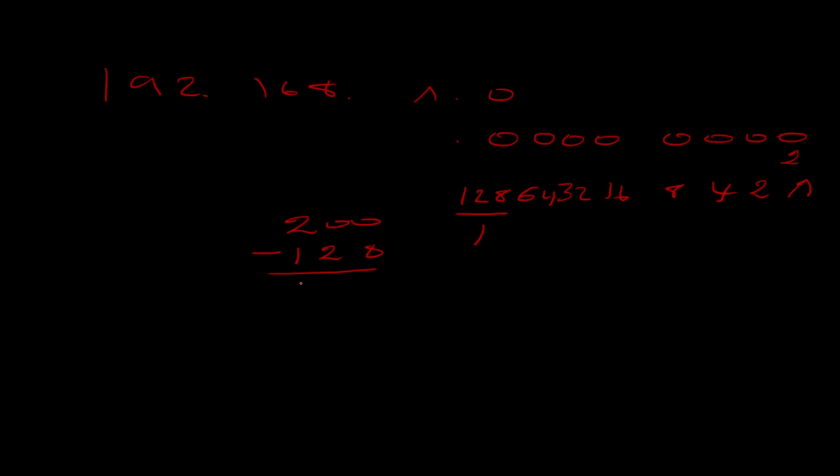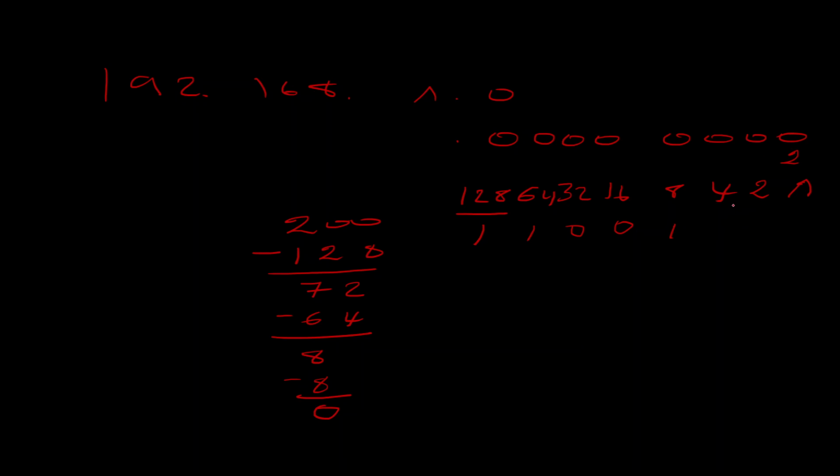The result is 72. Then I'm going to ask again: how many 64s inside of 72? It's 1. Then I subtract 64 from 72, and the result is 8. So how many 32s inside of 8? 0. How many 16s inside of 8? 0. How many 8s inside of 8? It's 1, and the remaining is 0.